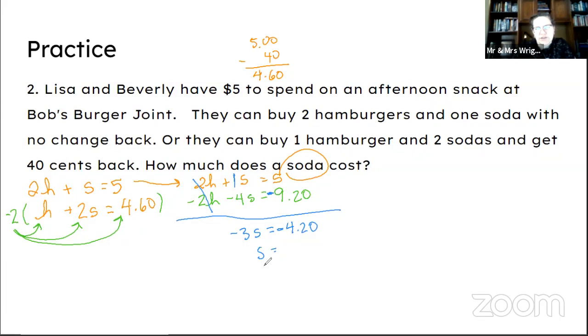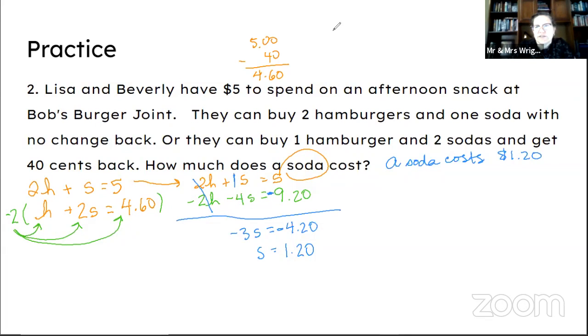-3 in order to undo what's being done to the S here. So when I divide by -3, I'm going to get $1.20. So a soda costs $1.20. That's my final answer.